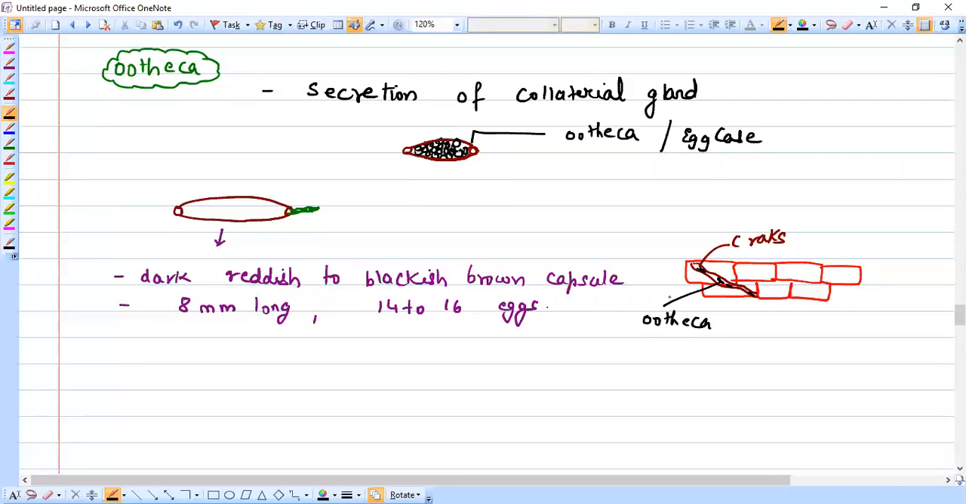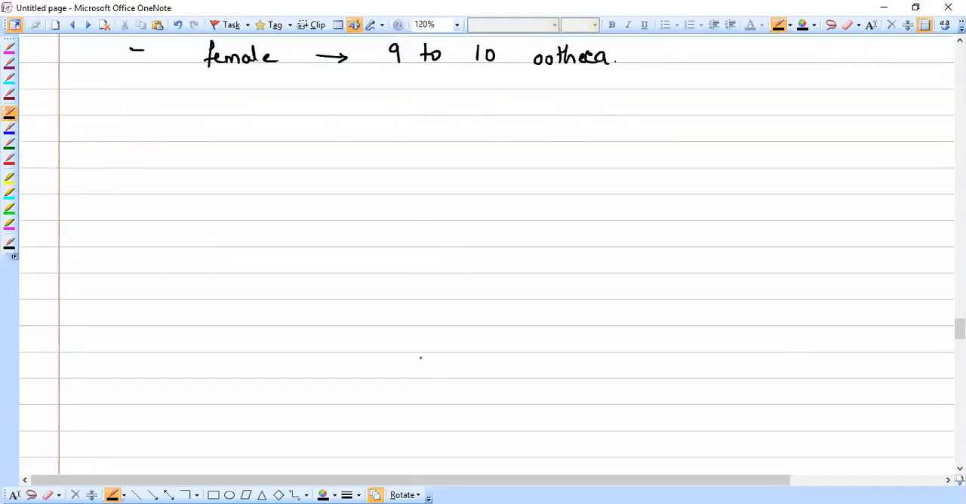And these Uthikas are glued to each other with the help of gum, in a crack or crevice of good humidity near the food source. On an average, a female cockroach produces 9 to 10 Uthika. Now you can calculate: if 10 Uthika at one time, 10 into 16, 160 eggs will be produced by the female cockroach.